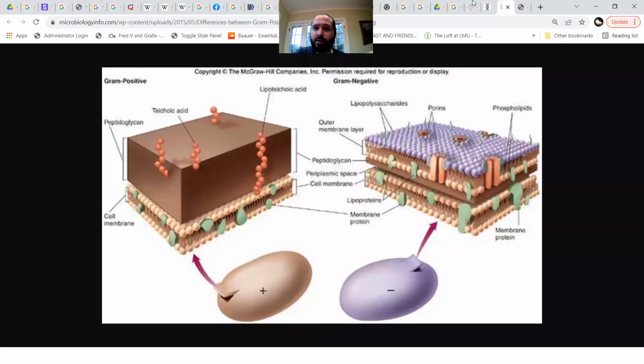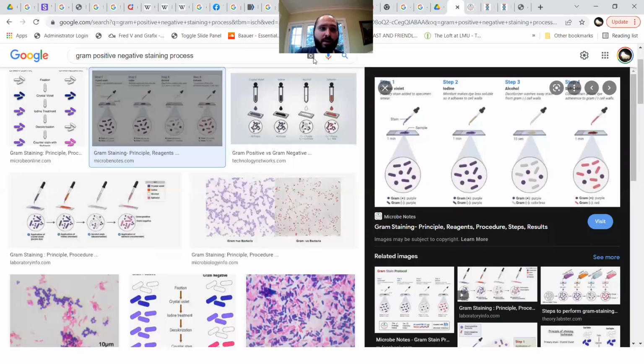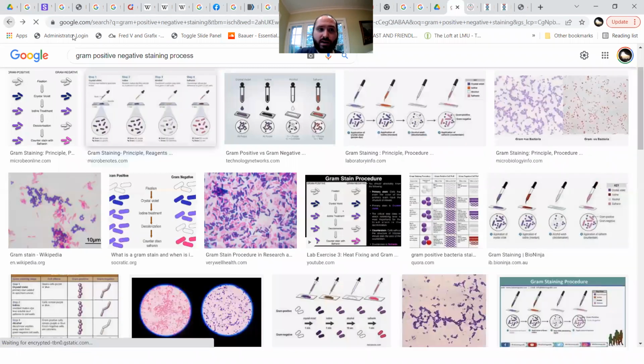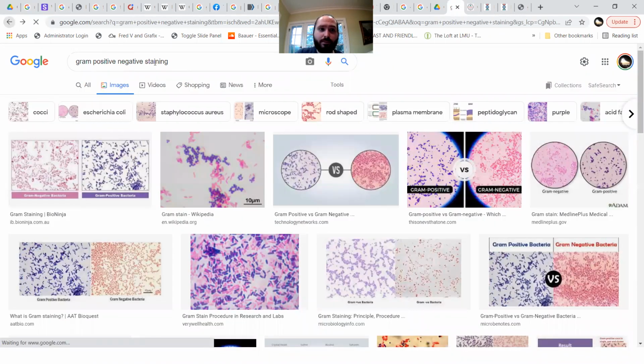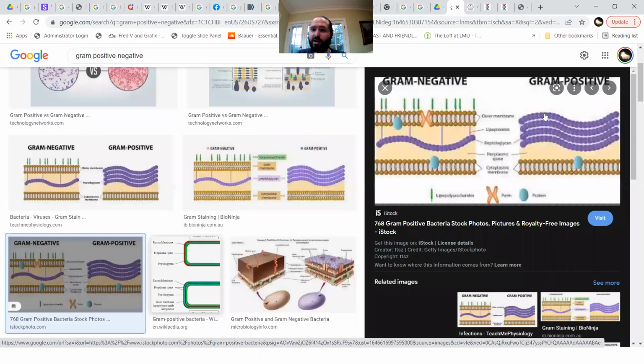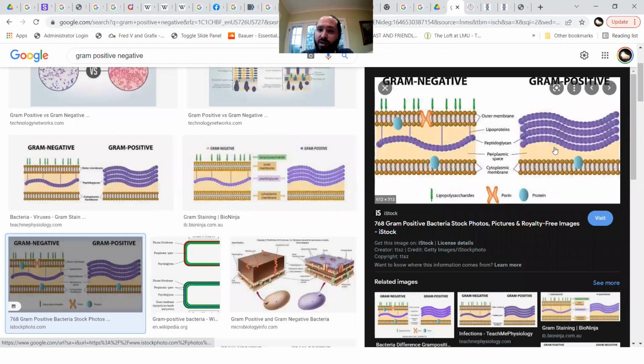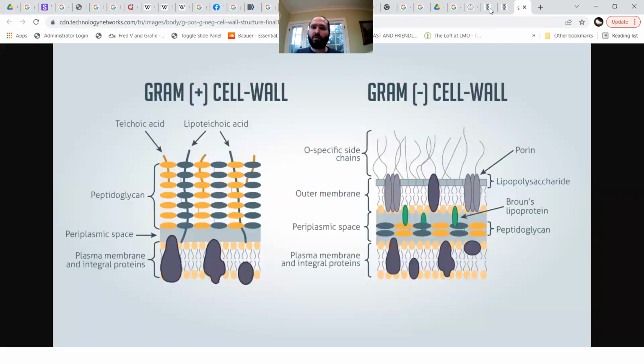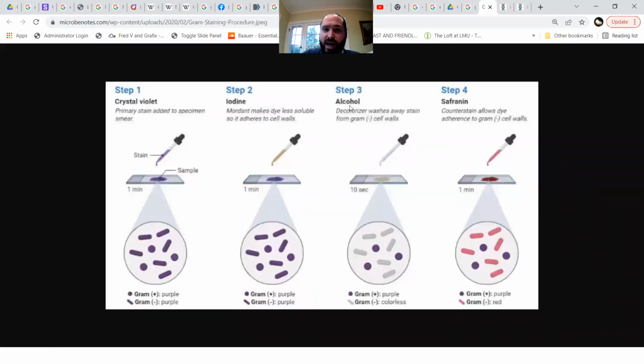So if you're a gram-positive bacteria where your cell wall is exposed to the external environment, that crystal violet and iodine complex can get stuck in your cell wall. And then if you're gram-negative, they actually can't get in because they can't go through the outer membrane. So then we'll then add alcohol to wash everything away.